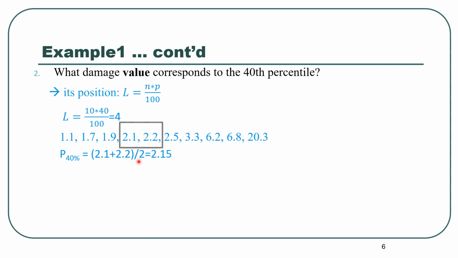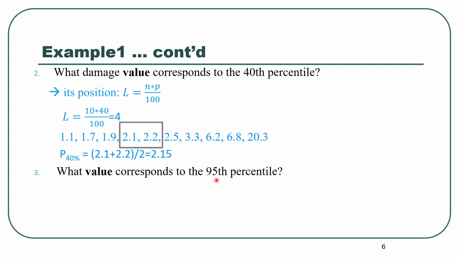Now let's find the 95th percentile, or what is the value of my damage that corresponds to the 95th percentile. Again, this is the same idea as we had up here. I know the rank, which is 95. I need to know what value among my data points represents the 95th percentile.